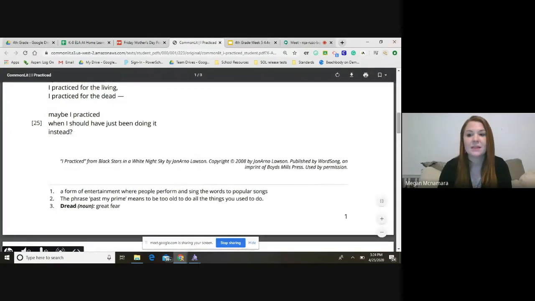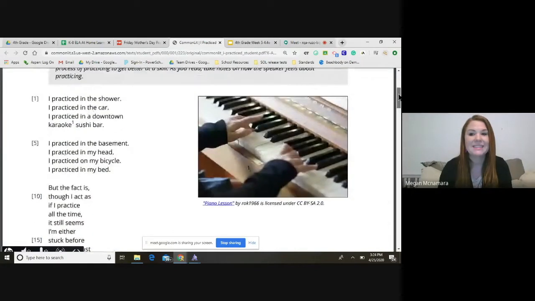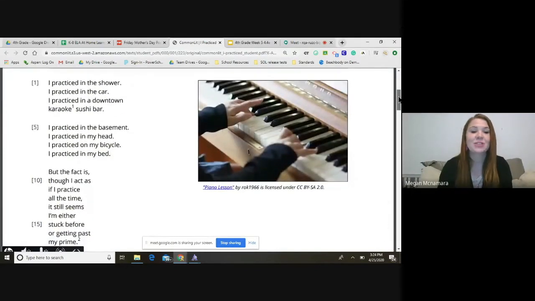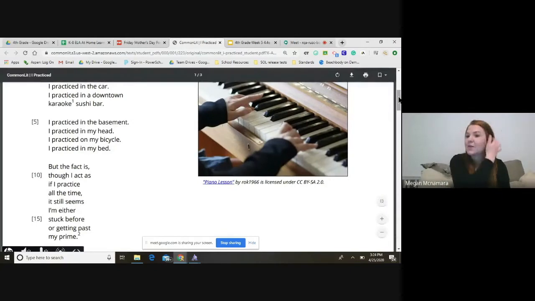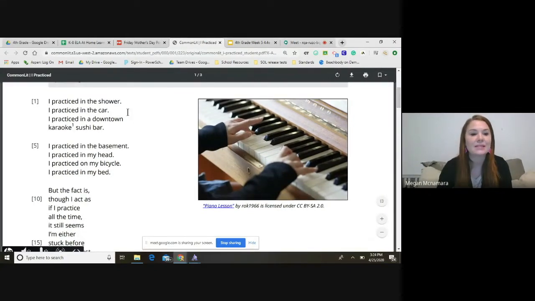And that is the end. So first, let's talk about hyperbole, or an exaggerated version. Pretty much this whole poem is one big example of hyperbole. He's exaggerating how much and where he practices.